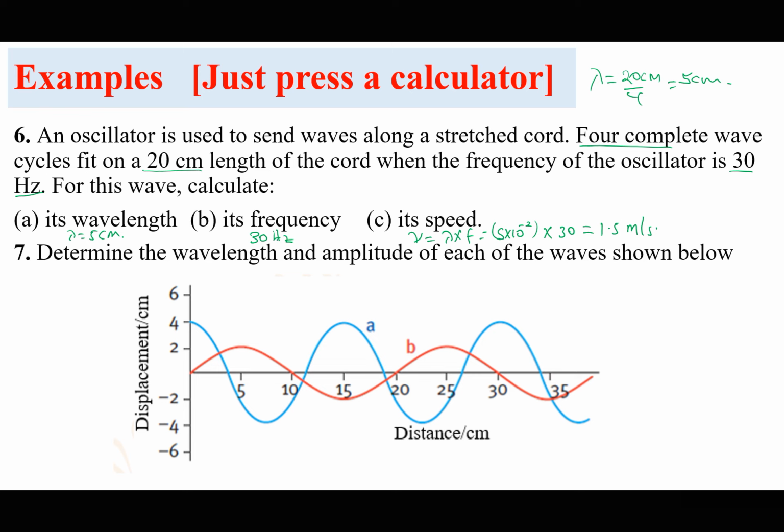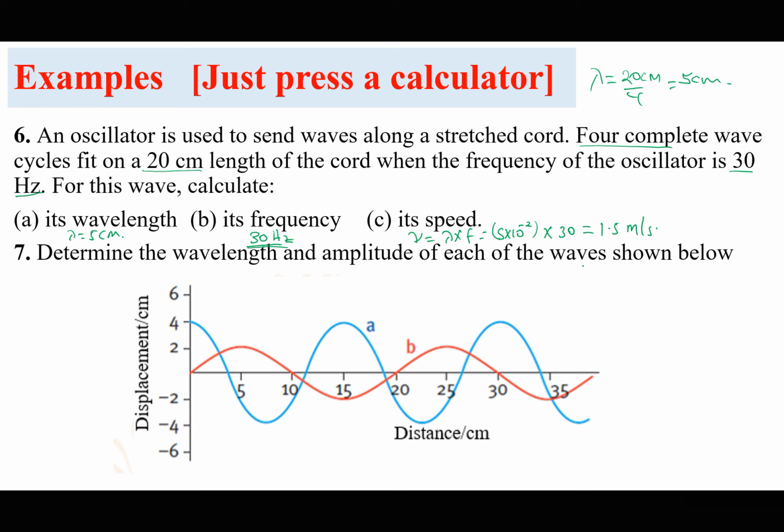I want to just note the second part. They gave us the frequency of the oscillator as 30 Hertz. And I've just mentioned that the frequency of a wave is the same as the frequency of the source. So since the source has a frequency of 30, then the wave should also have a frequency of 30. Determine the wavelength and amplitude of each of the waves shown below.